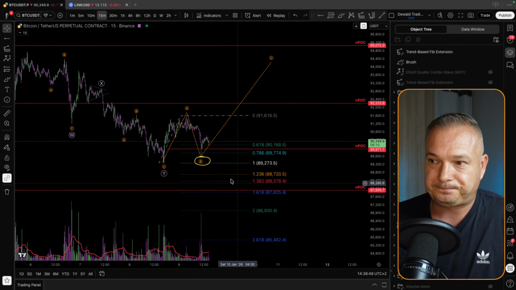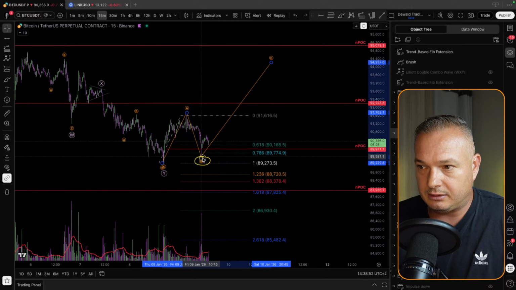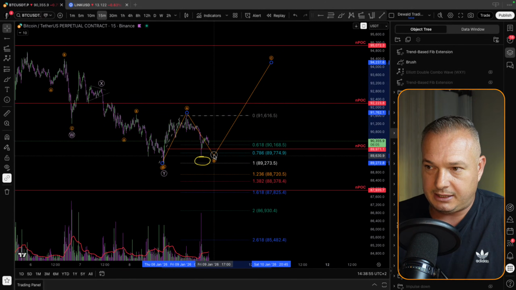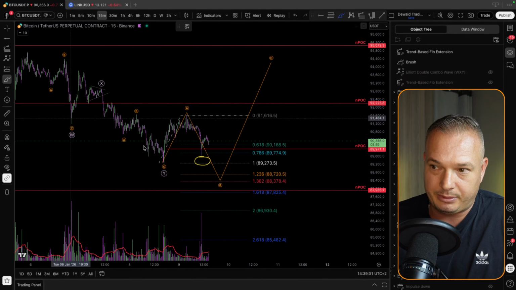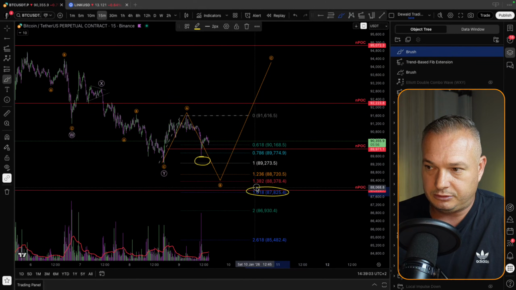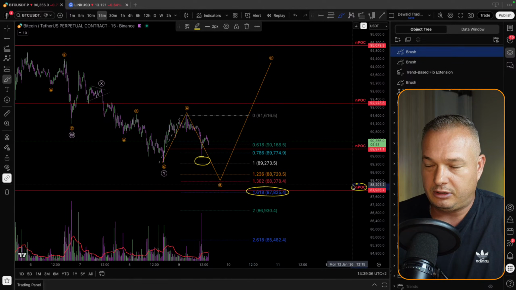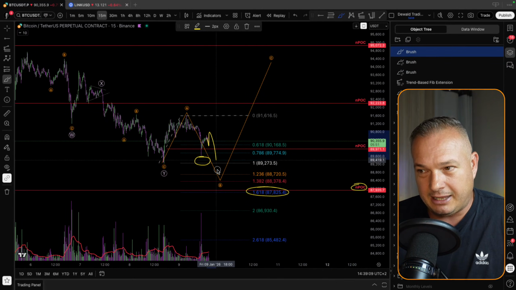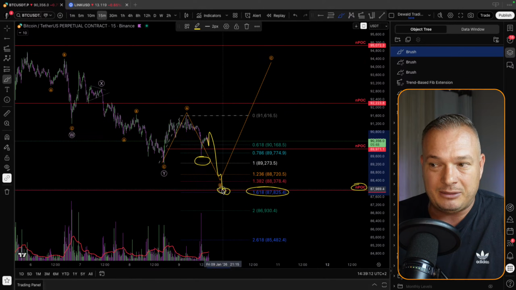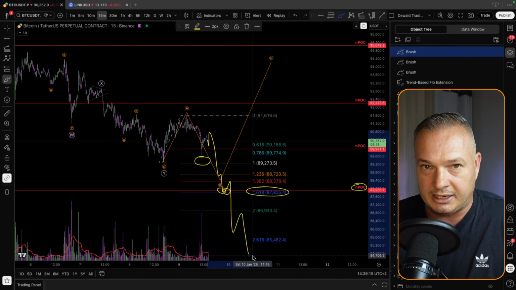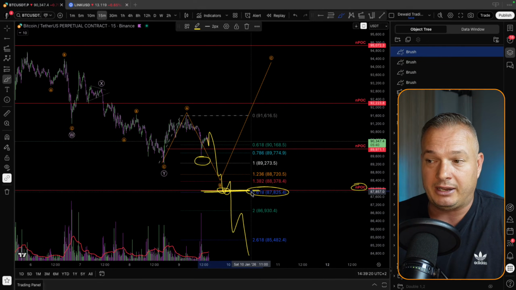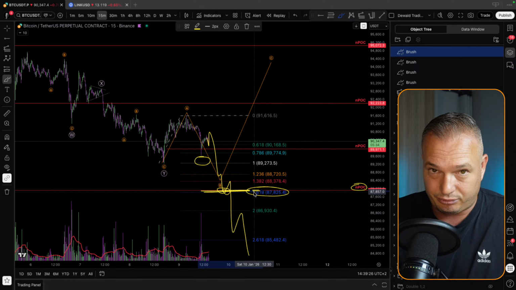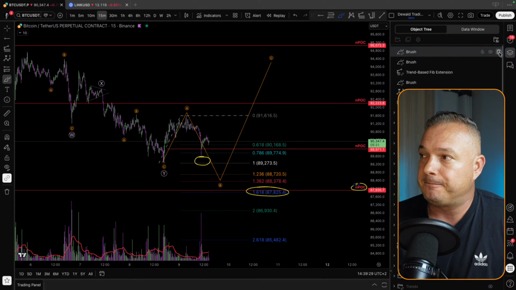So as long as B bounces in this zone, it's valid. It should not tap the 1.618 or this naked point of control. I think if price is going to fall down here and it goes this deep, there's a higher chance to continue momentum to the downside. So if I had to trade this scenario, that is where I would put my invalidation, because I know if it's going to tap the 1.618, there's a higher chance it's going to just fall to the downside.